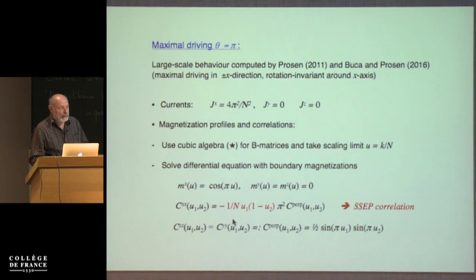Now, what I find remarkable about this exact formula is that what you see here is exactly the correlation function that we got for the symmetric exclusion process of this classical system. So this times that will give you the quantum correlation function.